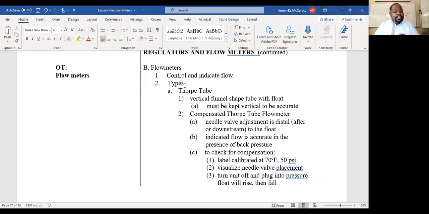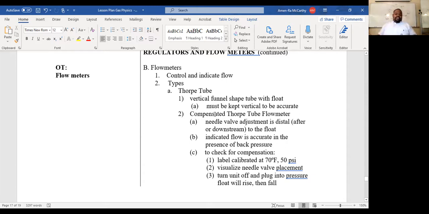But this particular flow meter is called the Thorpe tube. This is the Thorpe tube. It is a vertical funnel-shaped tube with a float, right? See that little ball moving in there? That's the float. This is the vertical funnel-shaped tube with a float.